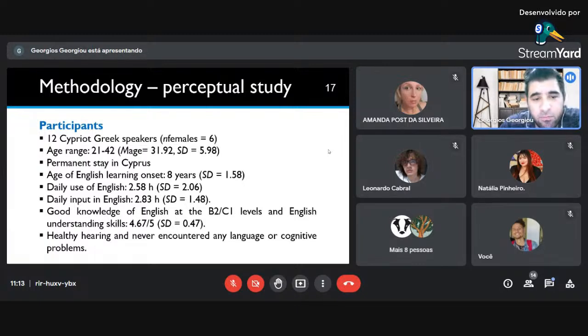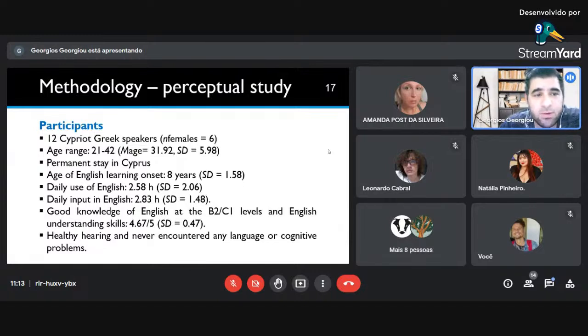They used English for an average of 2.58 hours per day, and they had daily input in English 2.83 hours per day. They had good knowledge of English at the B2 C1 levels and good English understanding skills. They had healthy hearing and never encountered any language or cognitive problems.